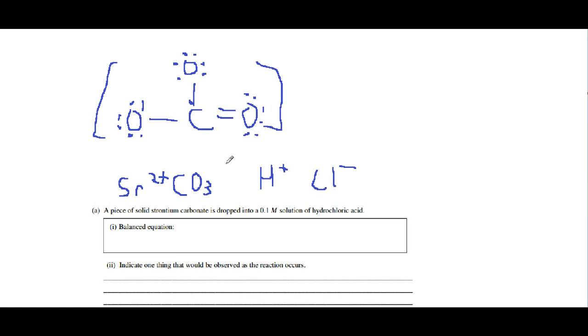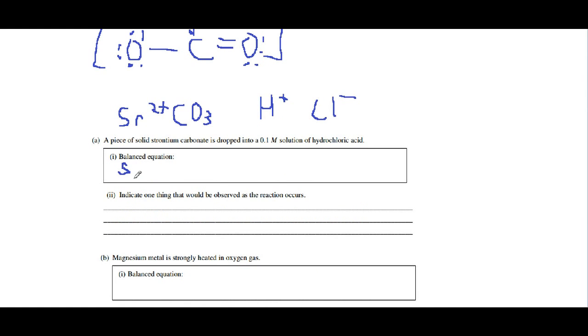So let's draw that out. So we have SrCO3, strontium carbonate, plus our hydrogen ion goes to our CO2, because that's what we get when it's ripped off, plus our H2O, plus what is left, which is our Sr2 plus.